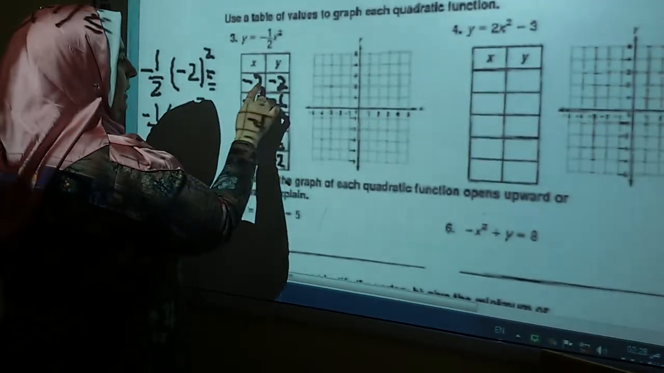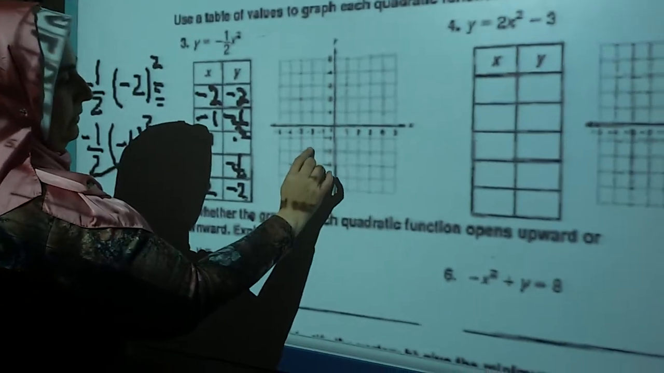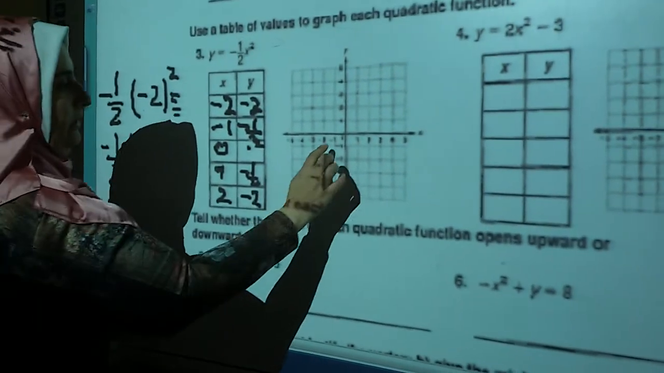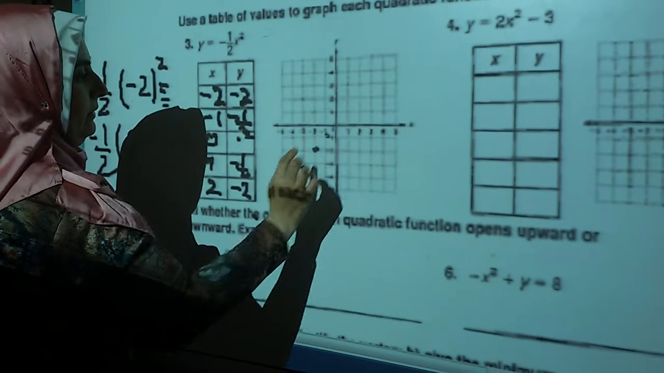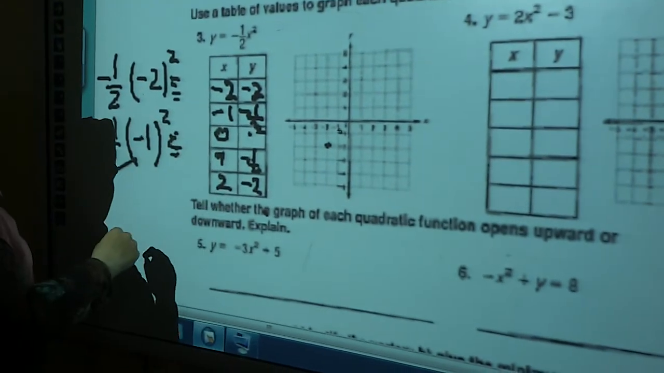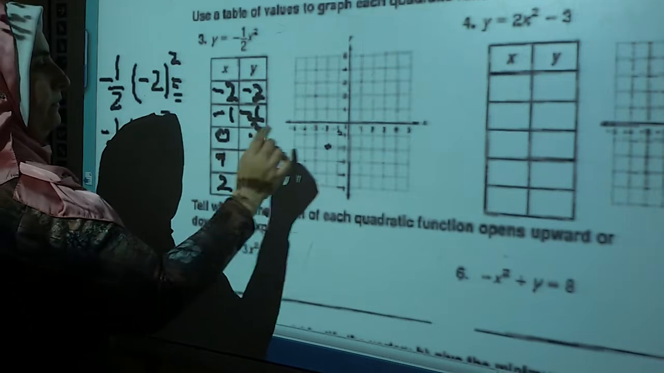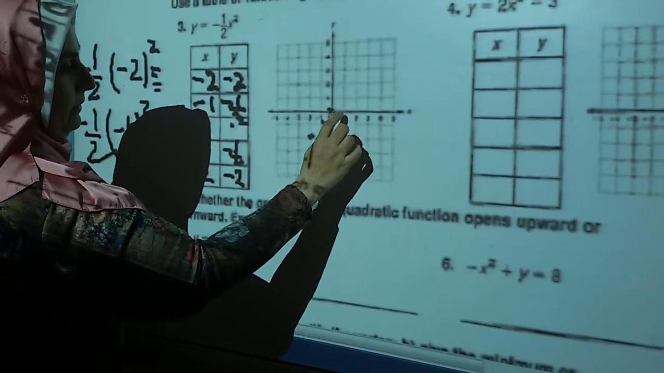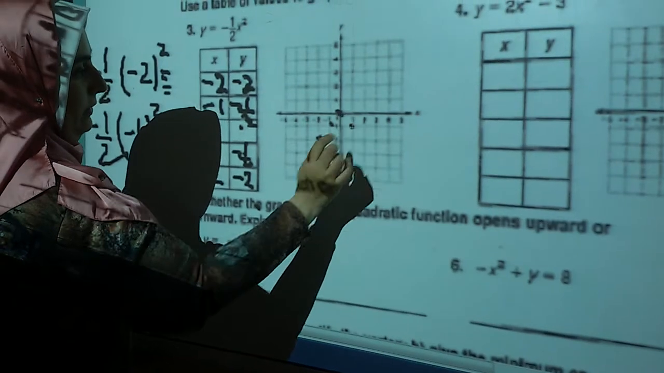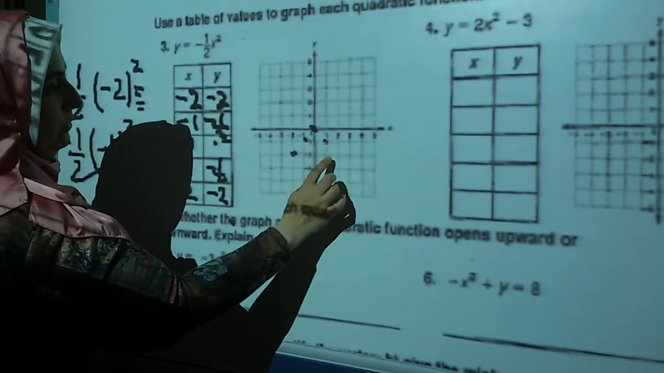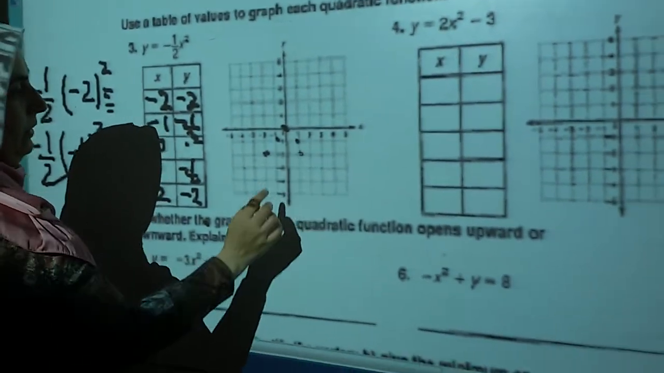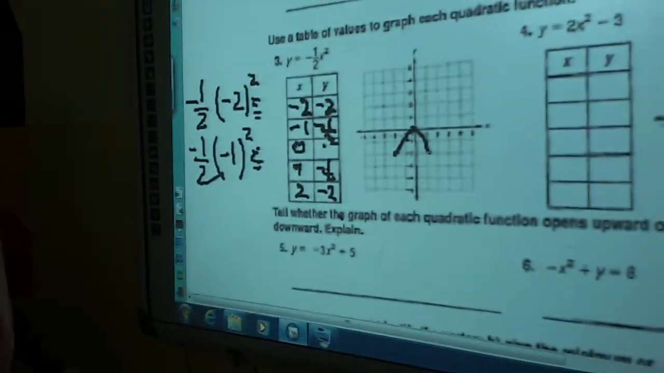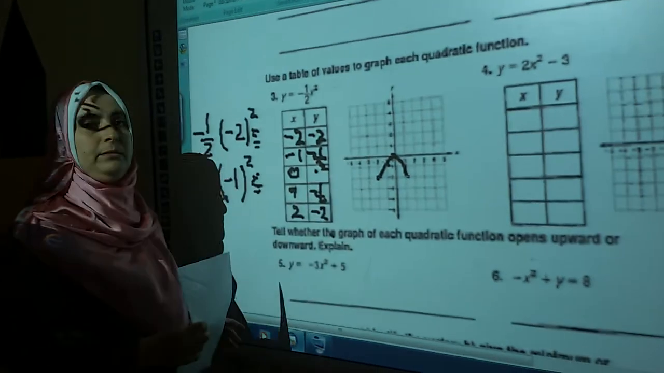I'm going to start with negative 2 and negative 2. This is the point. Then negative 1 and negative half. This is the point. Then 0 and 0. This is the point. 1 and negative half. This is the point. 2 and negative 2. This is my point. Then draw the curve. What I have here in the curve is a maximum point.